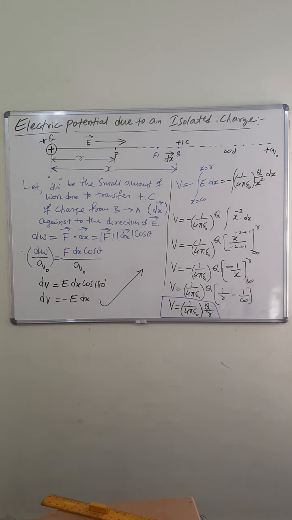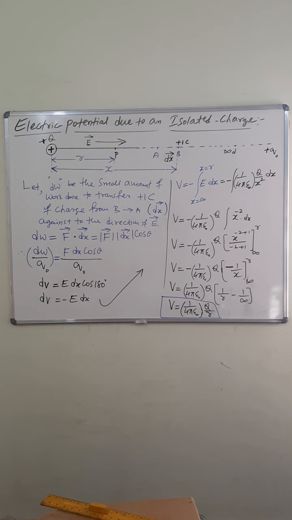So, a very simple derivation. Electric potential due to an isolated charge. Consider a source charge whose magnitude is +q, whose electric potential should be calculated at a given point P at a distance r from it.